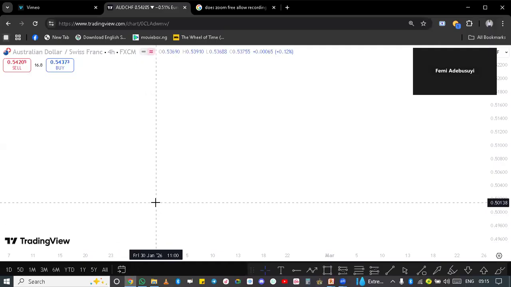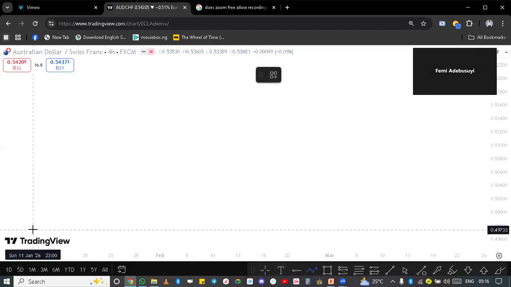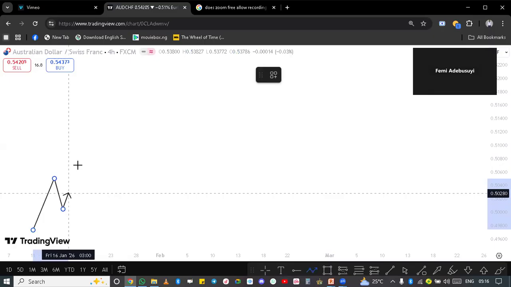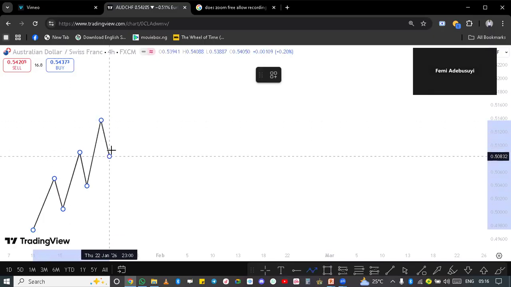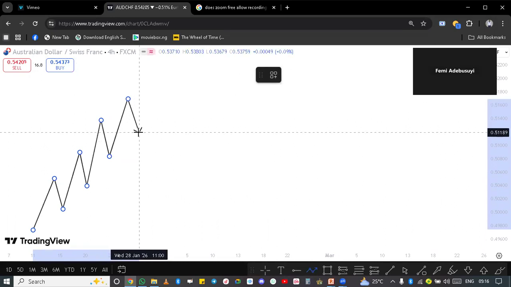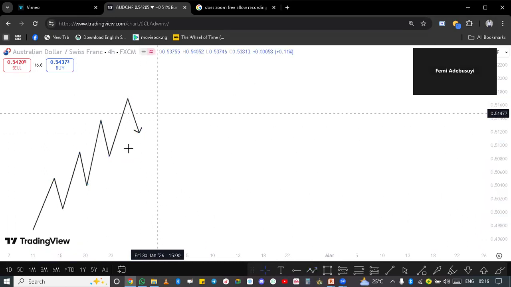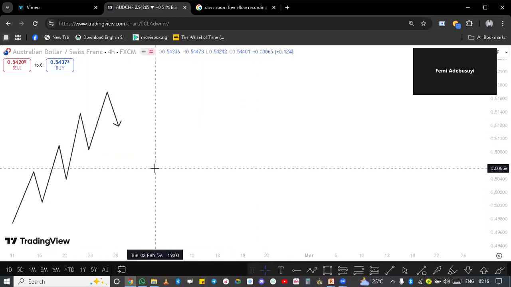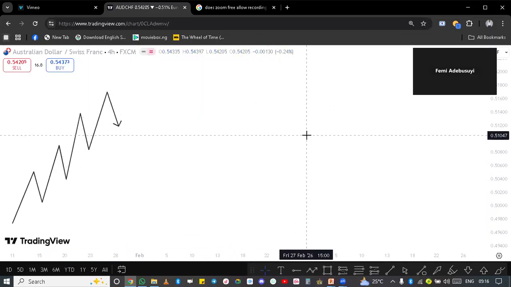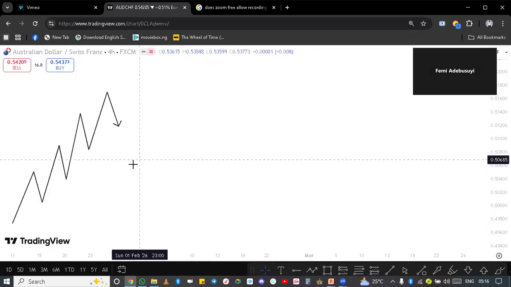Now, quickly, I like to say this. There are three directions price can go. It is either we are in what we call an uptrend, right? What do I mean by that? You're seeing something like this. Either we are in an uptrend or we are in a sideways.